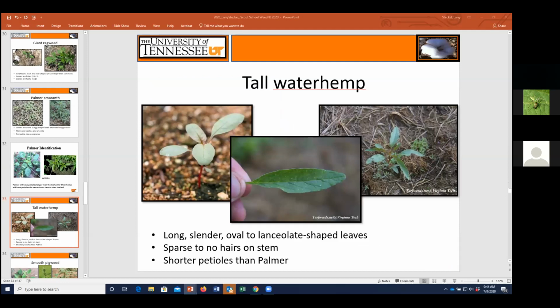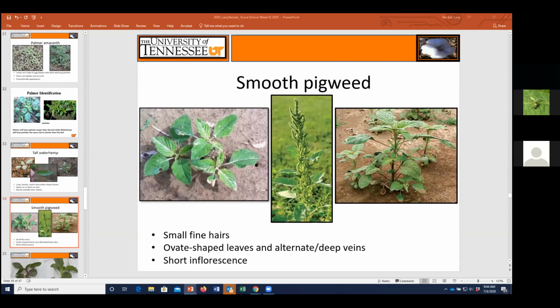Tall water hemp we can see and can get confused with Palmer on occasion. It washes down from the Midwest every year down to the Mississippi and Ohio, and we can see it in fields from time to time. But typically, I don't know how well we need to distinguish it, because basically every herbicide that works good on Palmer works good on water hemp too.